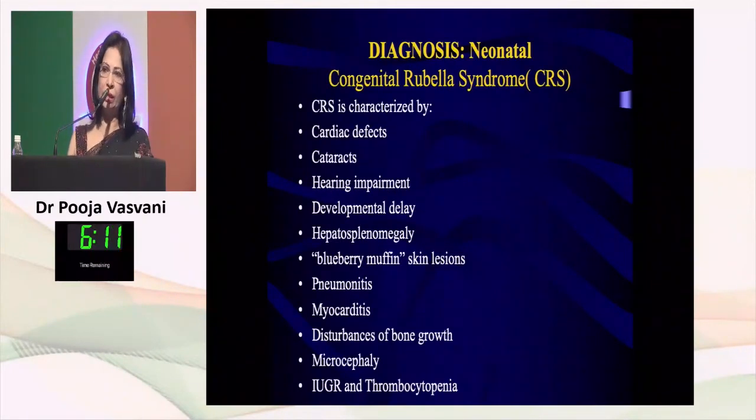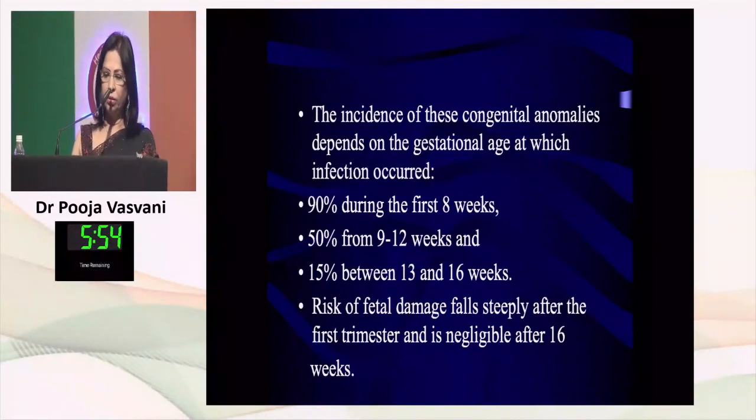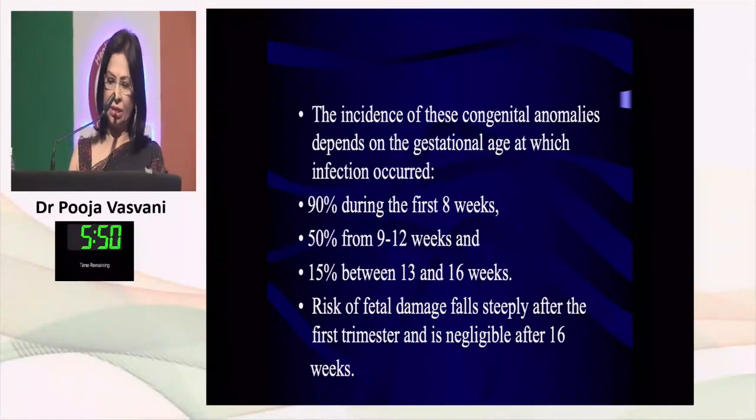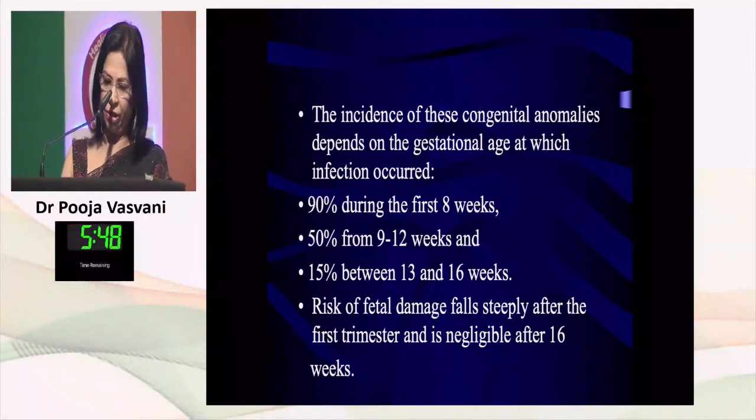I will not go into the details of the picture of congenital rubella syndrome. All of us are aware about it, but it is a common cause of having the fetus at risk of cataracts and hearing impairment and microcephaly. The incidence of these congenital anomalies depends on the gestational age at which the rubella infection occurred.